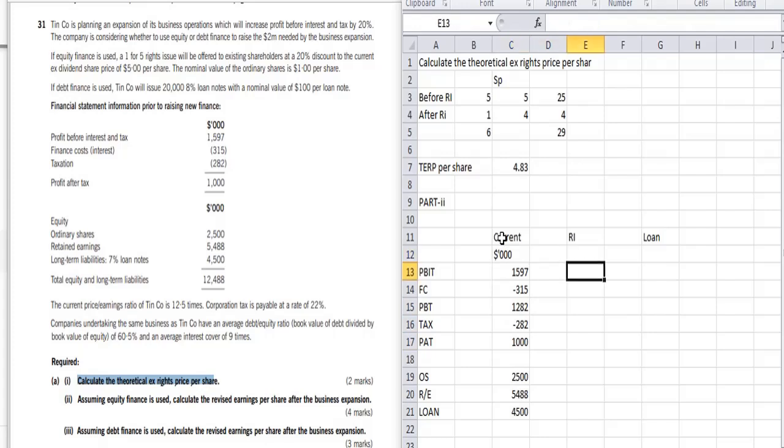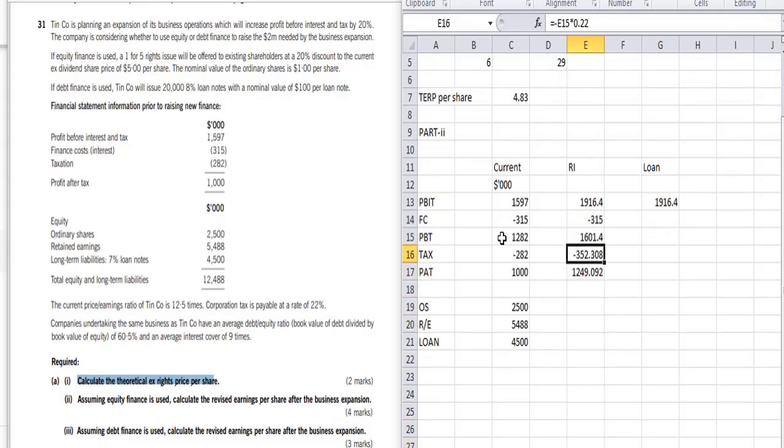Okay, so after the rights issue or loan note, the profit will increase by 20%. So this is what we got. And finance cost, in case of a rights issue, will not change, it will be the same. Profit before tax will be 1,601. For tax, we take this profit before tax multiplied by the tax rate, which in our case is 22%, and then we get profit after tax.